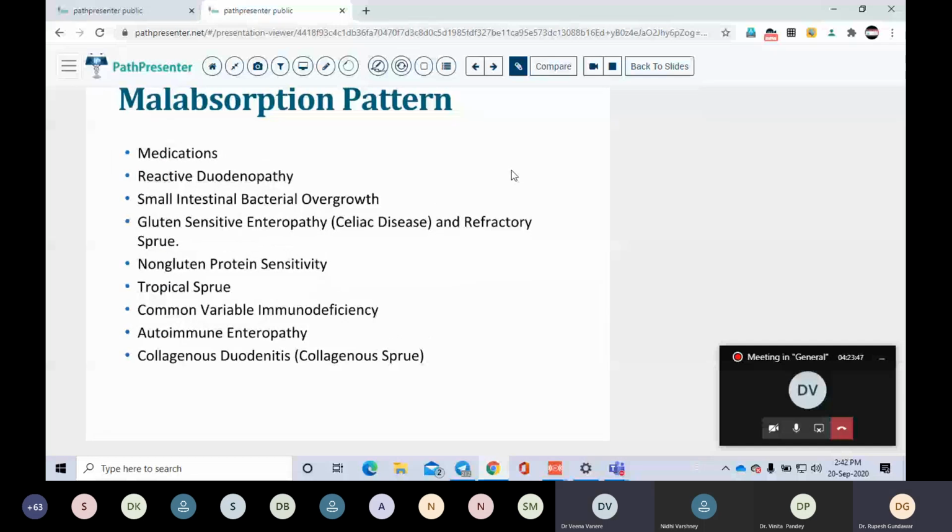So other possibilities like tropical sprue. To say something as tropical sprue, you also have to evaluate the ileal biopsy, not just the duodenal biopsy, because it is a diffuse pathology. And like CVID, common variable immunodeficiency, autoimmune enteropathy, and even collagenous sprue. So these are most of the possibilities where you will get a similar malabsorption pattern. So it is not always celiac disease.